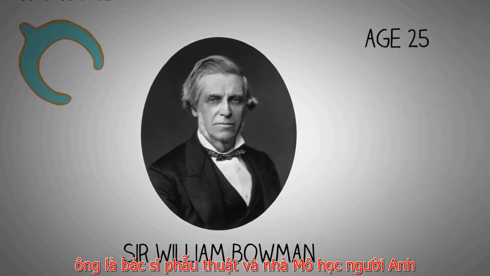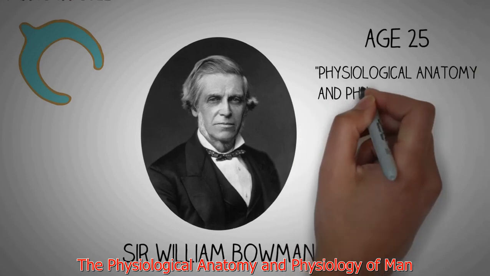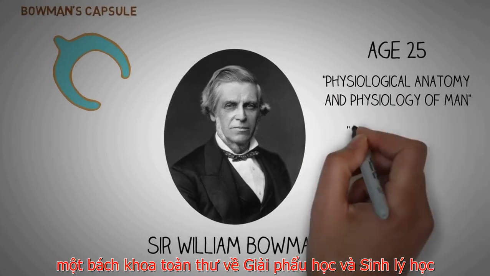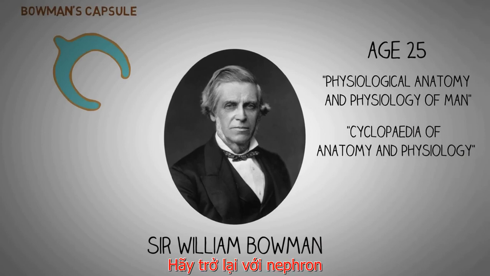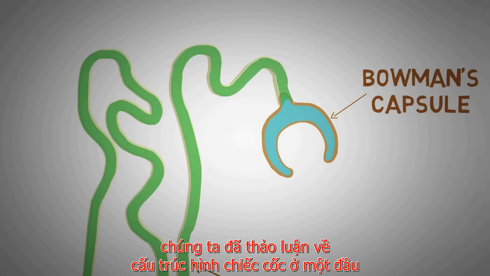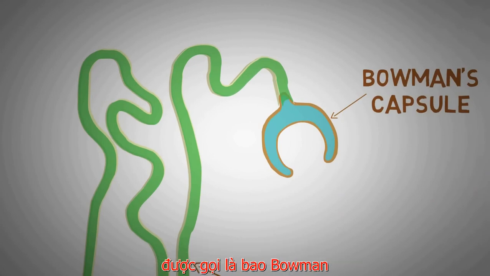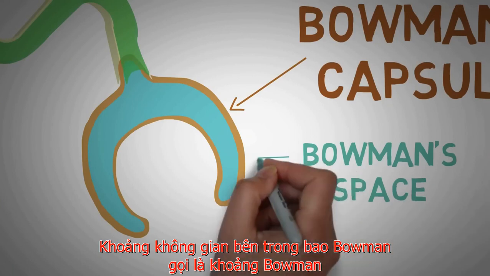He was an English surgeon and histologist who is also credited with the publications of two historical books, The Physiological Anatomy and Physiology of Man, Encyclopedia of Anatomy and Physiology. So coming back to the nephron, we discussed about the cup-shaped structure at one end, which is known as the Bowman's capsule. The space inside the Bowman's capsule is known as the Bowman's space.